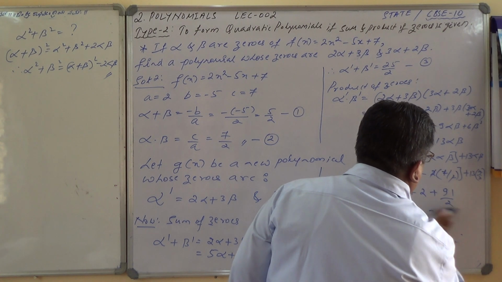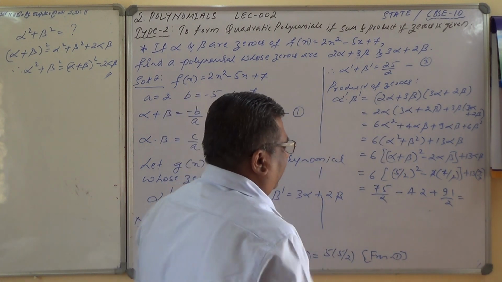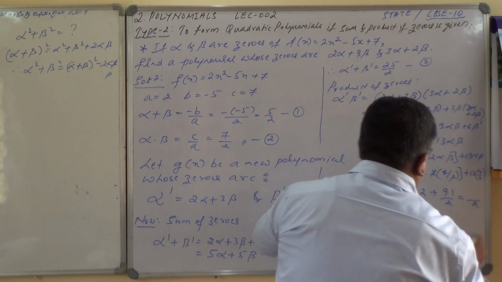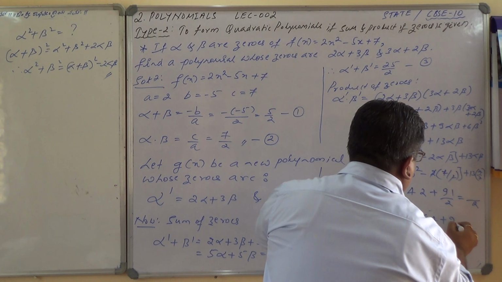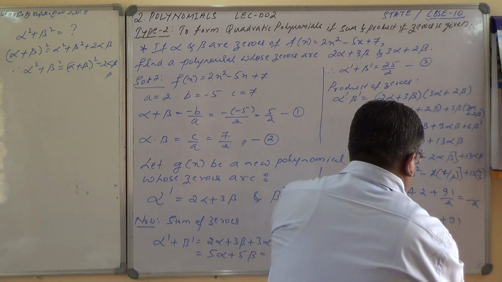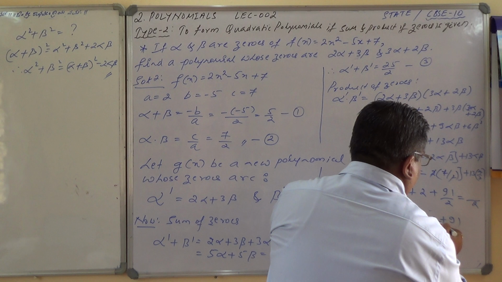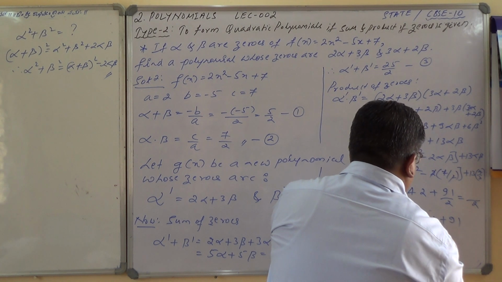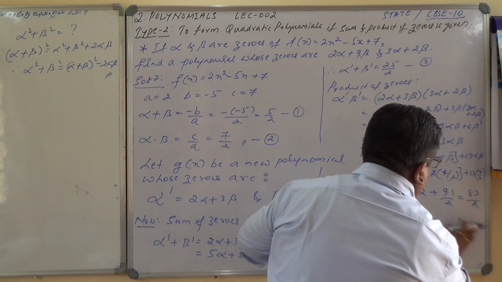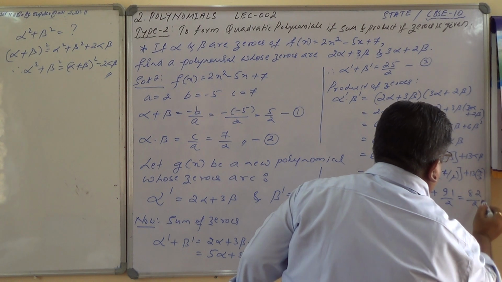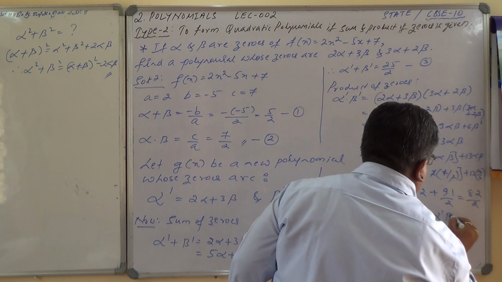91 by 2 here. And finally if I work out all this and substitute here, what is the LCM? 2 is the LCM. We will get 75 minus 84 plus 91, isn't it? So 75 plus 7 is 82. I get 82 by 2, which is nothing but 41, and therefore alpha dash into beta dash equals 41 here.